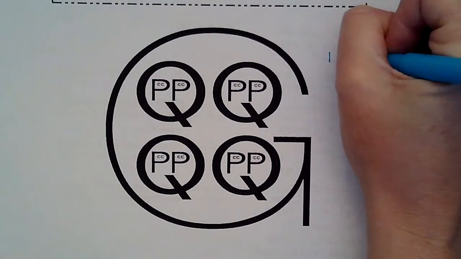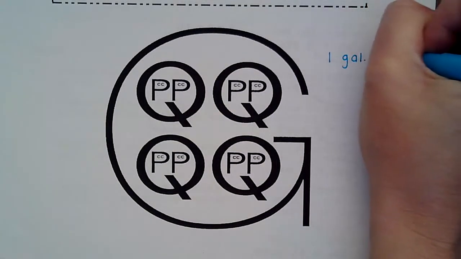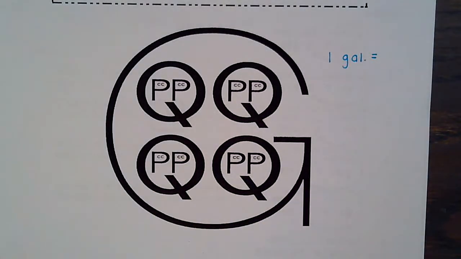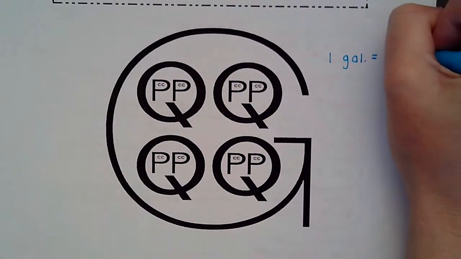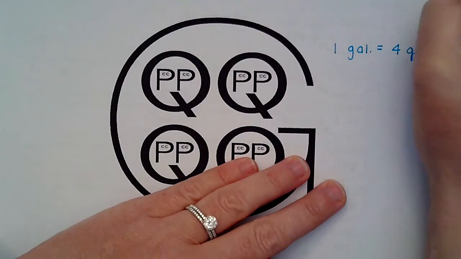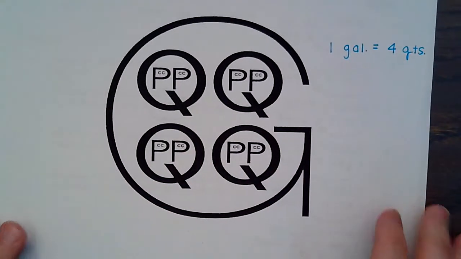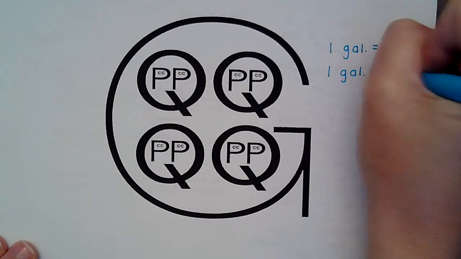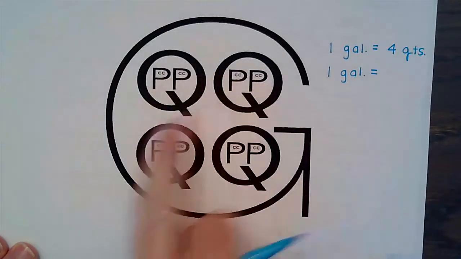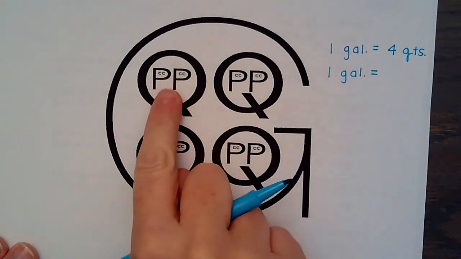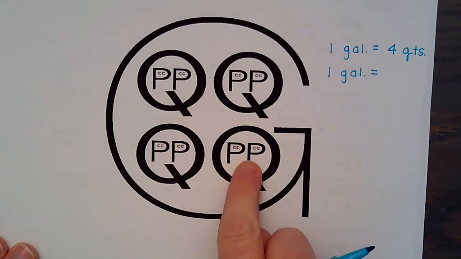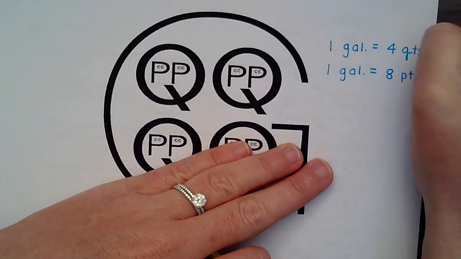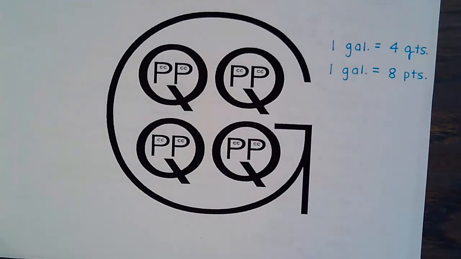Look at this big G. That stands for 1 gallon. So in 1 gallon, how many Q's do you see? 4. Guess what? There are 4 quarts in 1 gallon. Okay, let's continue to look just at the gallon. In 1 gallon, how many P's do you count? You've got 2, 4, 6, 8. So in 1 gallon, it is the same as 8 pints.